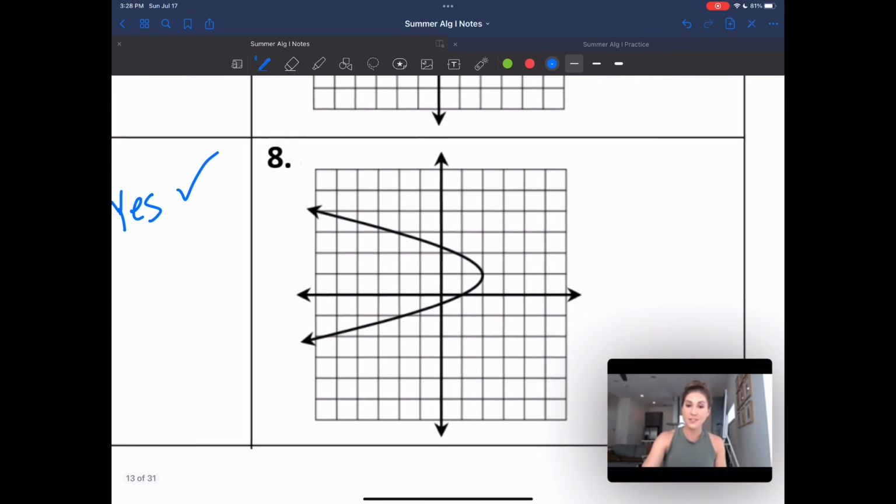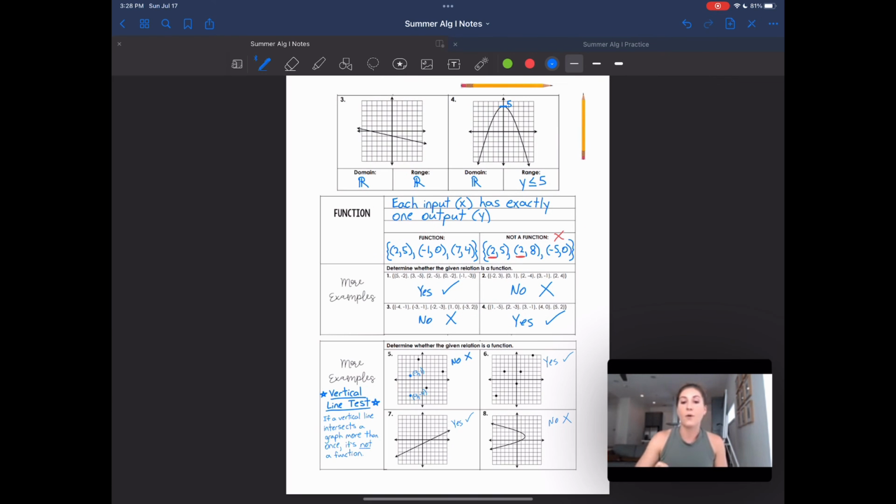But number 8, as you can see, if you draw a vertical line anywhere over here, boom, boom, it's hitting in 2 points, which can't happen, right? It happens at a lot of points, right? So this would not be a function. No.